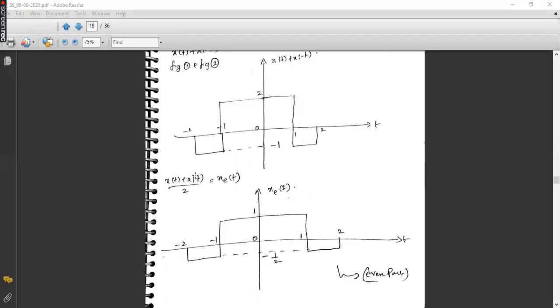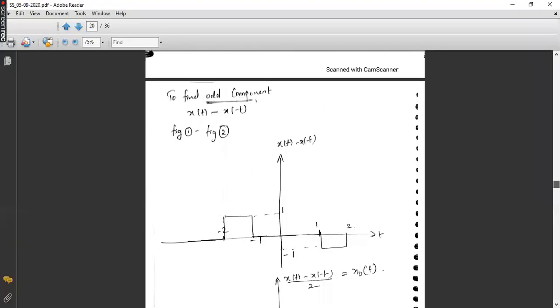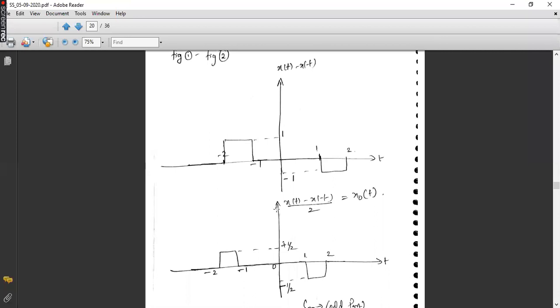You have this formula x e of t, and for the odd part, what is the formula? x of t minus x of minus t divided by 2. What will be the answer if you add this even part and odd part? What will be the answer?